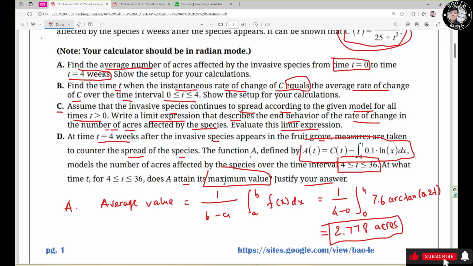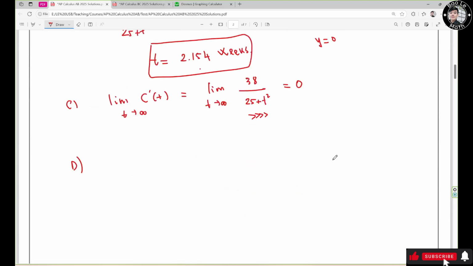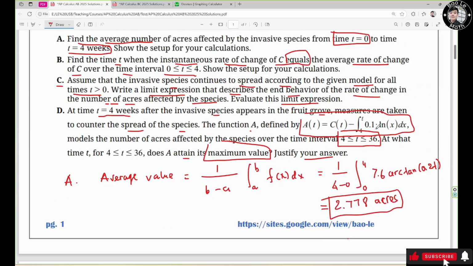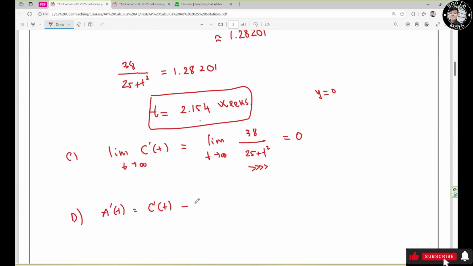When it comes to maximum, minimum, increasing, decreasing, think about the first derivative. So I have A of t equals c of t right here, and I need to take the derivative first. So I have A prime of t equals c prime of t minus, and when you take the derivative of this one, it's going to be 0.1 times natural log of t.